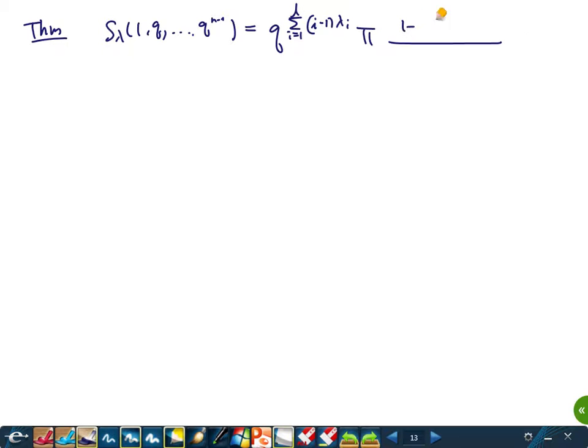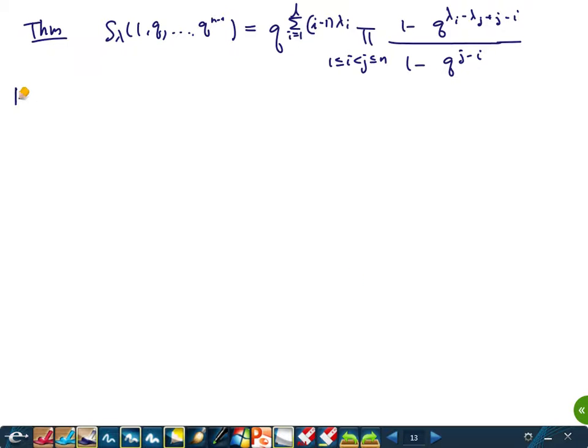Theorem. S lambda 1, q, ..., q^{n-1} equals the product over i from 1 to n of q to the (i minus 1) lambda i, times the product over i less than j from 1 to n of (1 minus q to the lambda i minus lambda j plus j minus i) over (1 minus q to the j minus i). We have a nice product like this.